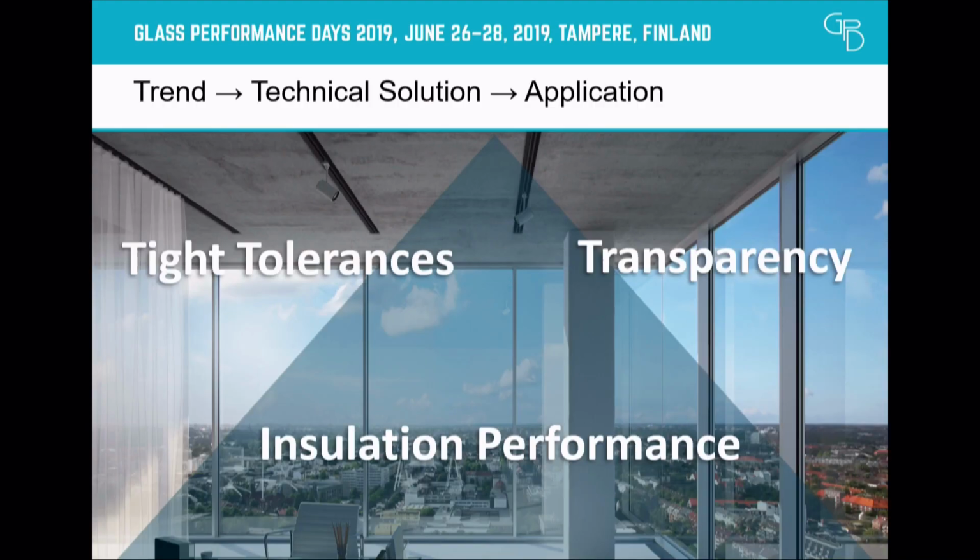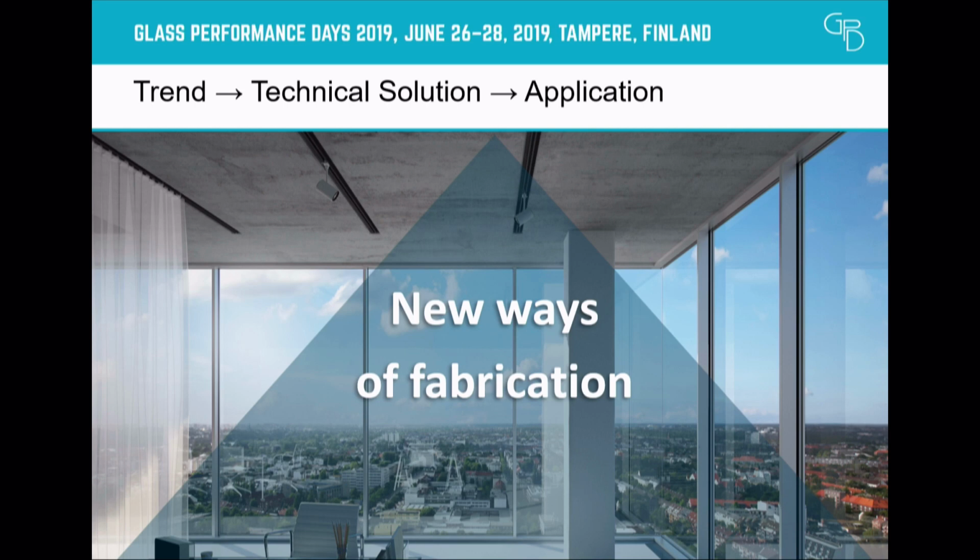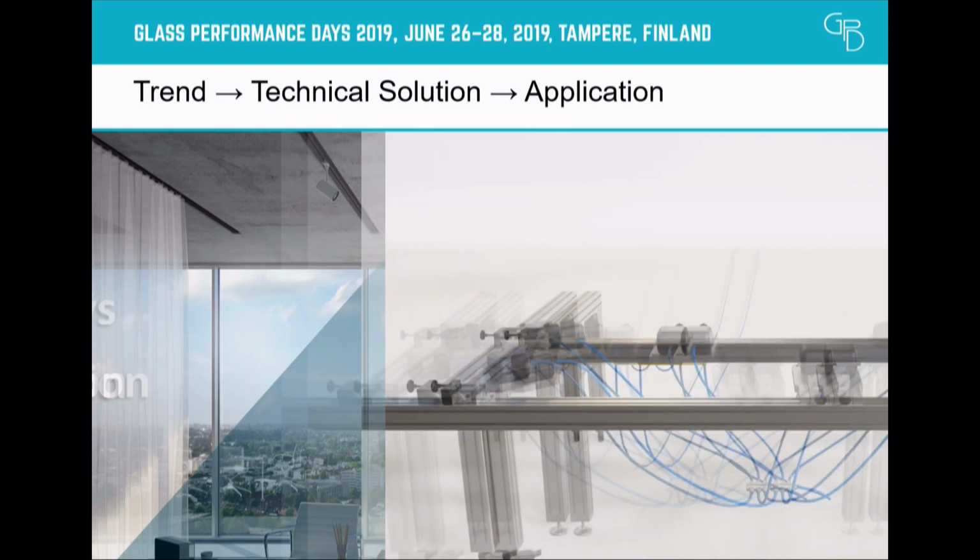And that brings me to the next question. So we saw the trend. That's a typical role that a system supplier takes. So we see the trend, we develop a technical solution, and then we need to make sure that it's applicable. And that means to our customers, we need to provide new ways of fabrication. New way of fabrication means you can't just use a standard. It's fine, thanks, it works well now.